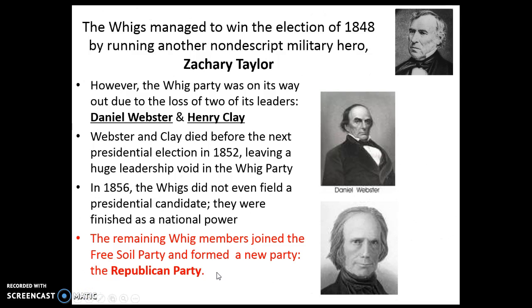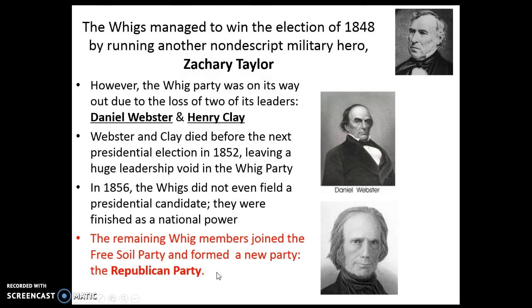So the Whigs managed to win the election of 1848, not necessarily the most significant election, where we get the nondescript military hero Zachary Taylor as our president. The Whig Party was on its way out due to the loss of its two leaders, Daniel Webster and Henry Clay, who both passed away. And they have no leadership, kind of like the Federalist Party when Alexander Hamilton is assassinated. So in 1856, the Whigs did not even field a presidential candidate, and they're finished as a national party.